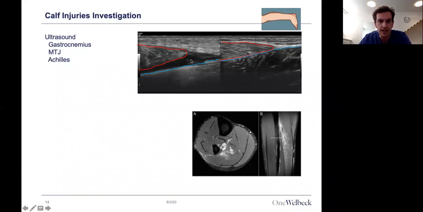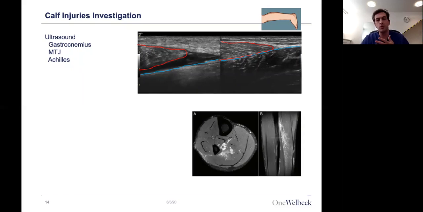In the injured side here, you can see that the medial head of gastrocnemius has retracted from its normal position at the muscle tendon junction, and we can also see a fair amount of fluid in the interfascial interface between the superficial soleus and the medial head of gastrocnemius. So ultrasound is very, very useful in this circumstance, and also tells us a lot about the Achilles, so we can go on to have a close look at the Achilles.